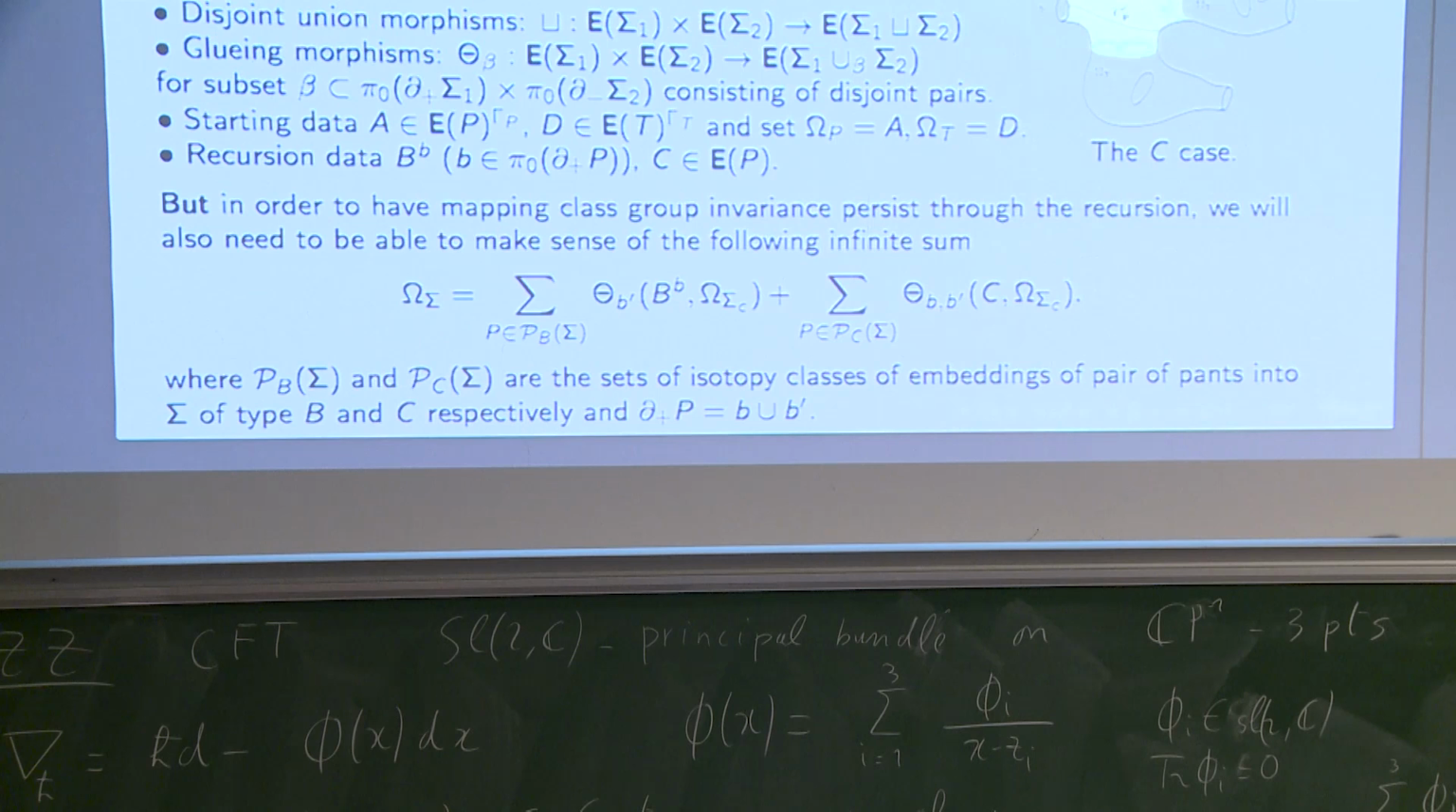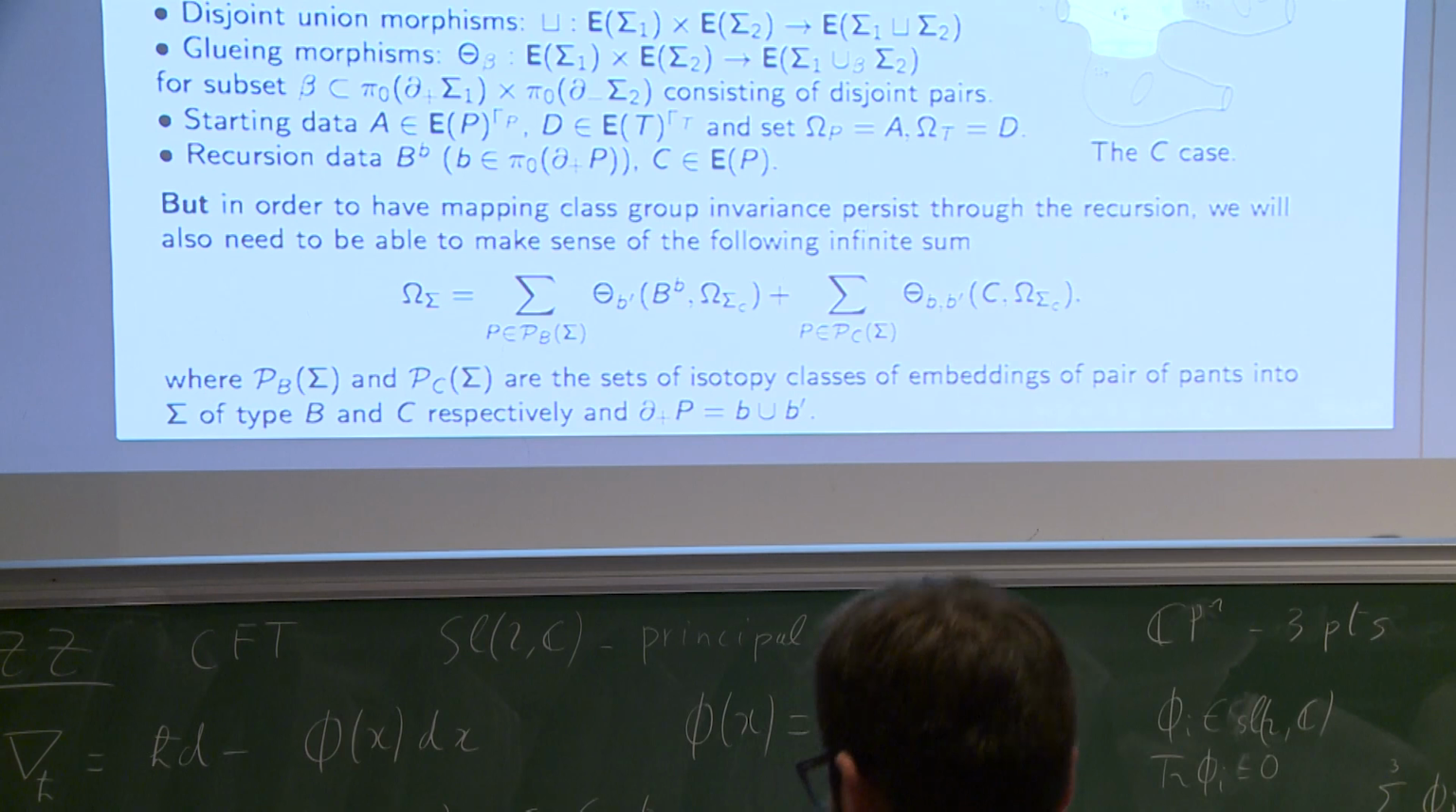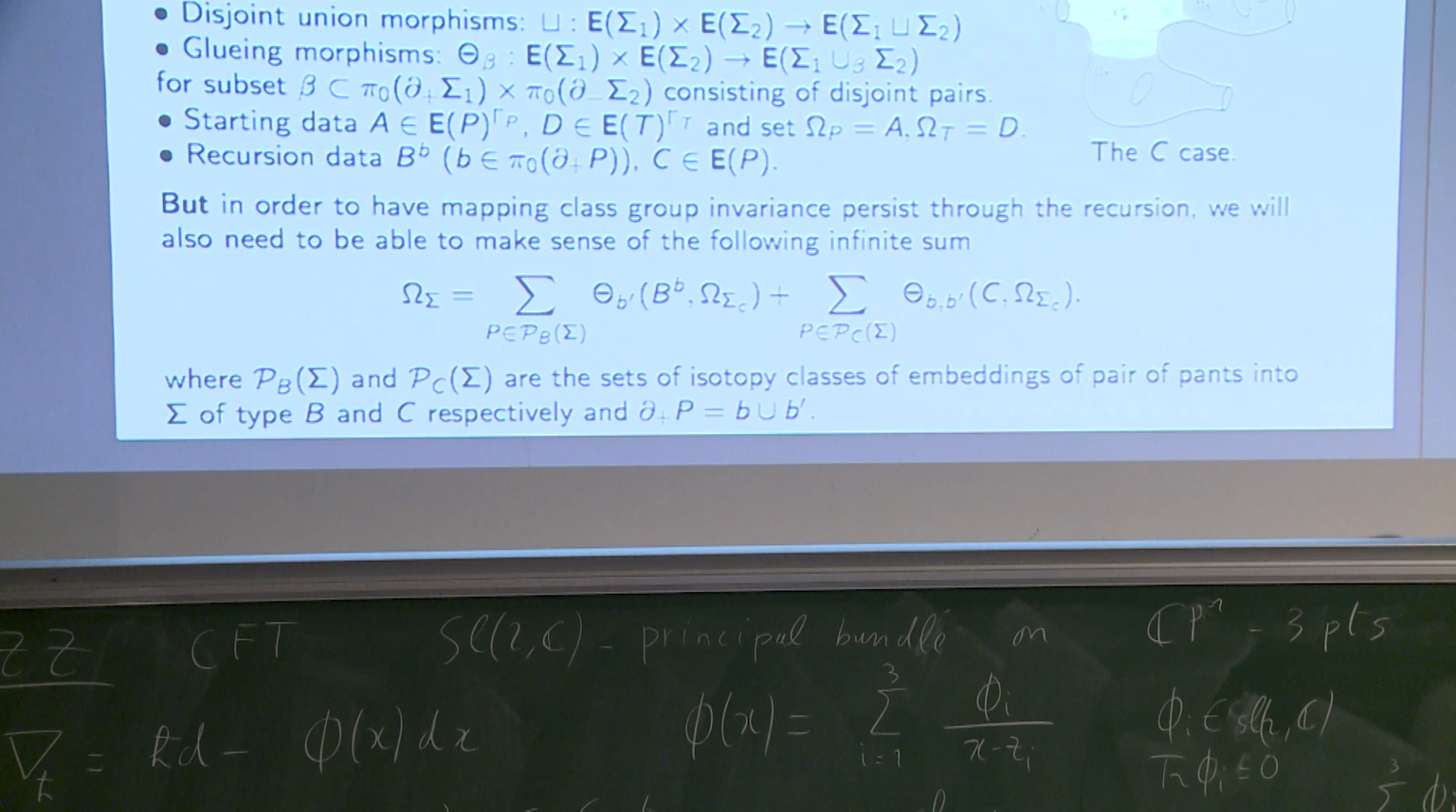And so over on the side here, I try to indicate the three different types of pair of pants embeddings you can imagine. Namely, one is where there are two boundaries in common with the surface of the pair of pants, and the other two, so that's the B case, and the other two is the C case. And in the C case, you only have one boundary in common, and the two other boundaries are inside the surface.